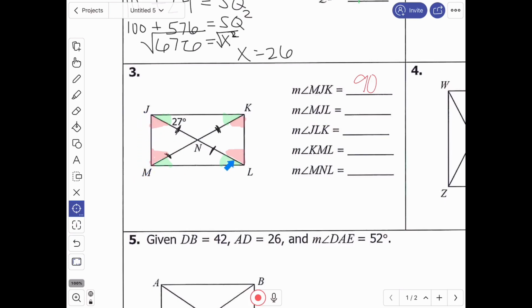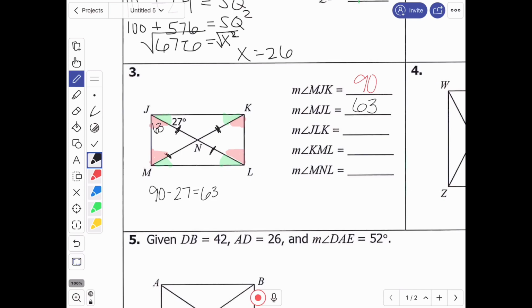okay, so MJL would be this red angle here. Now I know that this red angle plus this green angle would make that 90 degrees. So I'm going to figure out what plus 27 would get me that whole 90 degree angle. So if I take 90 minus 27, I would get 63. So that means all of these red angles are 63 degrees. So hopefully that makes everything else a little bit easier.